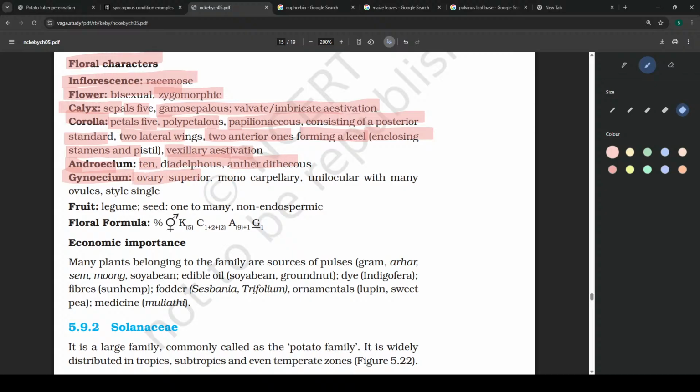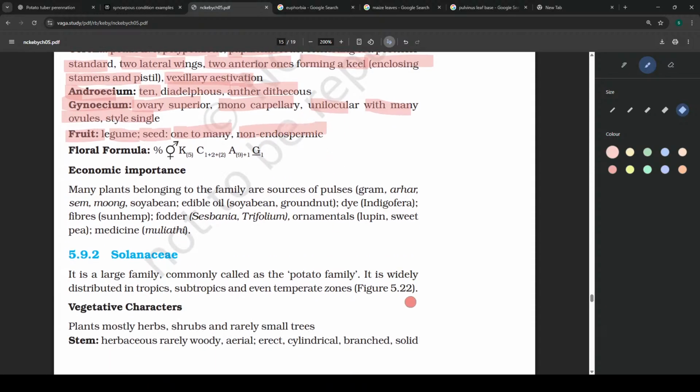Gynoecium, ovary superior, monocarpellary, unilocular with many ovules, style is single. Fruit, legume. Seed, one to many, non-endospermic seed, pea, beans, whatever it is. Floral formula is this one. It's a zygomorphic flower. Bisexual, 5 fused calyx. Corolla is 1+2+2, only the keels are fused. And androecium, 9+1 condition, 9 are fused and 1 is free.